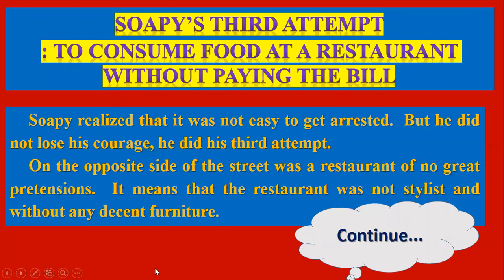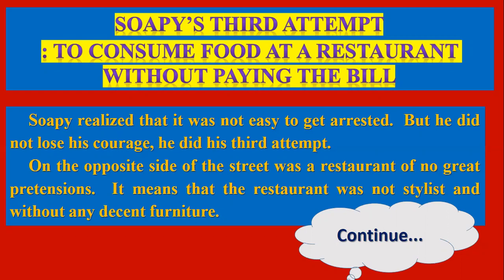Sophie's third attempt: to consume food at a restaurant without paying the bill. Now, Sophie was hungry. He wanted to consume something, and he saw that there was a restaurant, a very simple restaurant, like a dhaba, and he wanted to get there. It was his plan to consume the food there, and then declare to the management that he had no money at all, and they may call the police to arrest him.